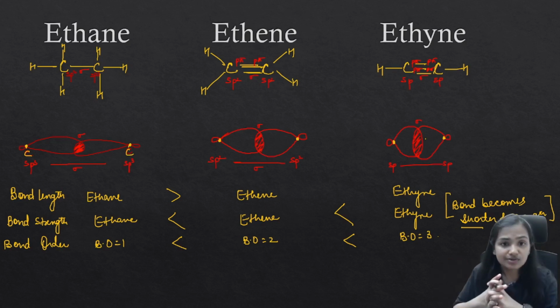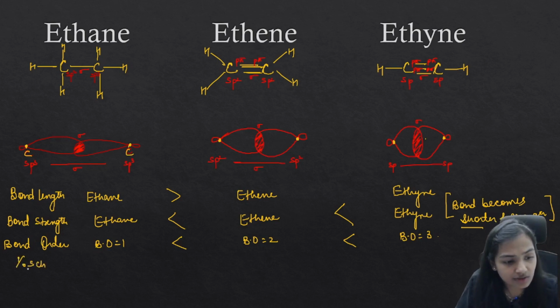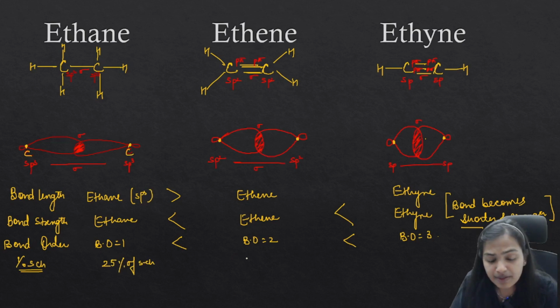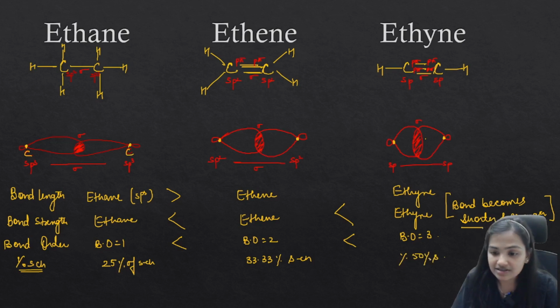Now you understood that whenever we form the sp2 orbitals, they have to be at a maximum distance from each other. Now let's talk about the percentage of s character. In the case of ethane, when we have sp3, this is the sp3 hybridized carbon. The sp3 hybridized carbon has only 25% s character. Now in ethene, the percentage of s character is 33.33%. And in ethyne, the percentage of s character is sp, 50% s character. So the percentage of s character is basically increasing.